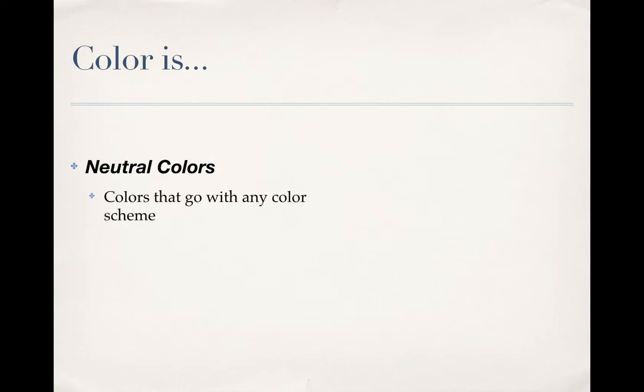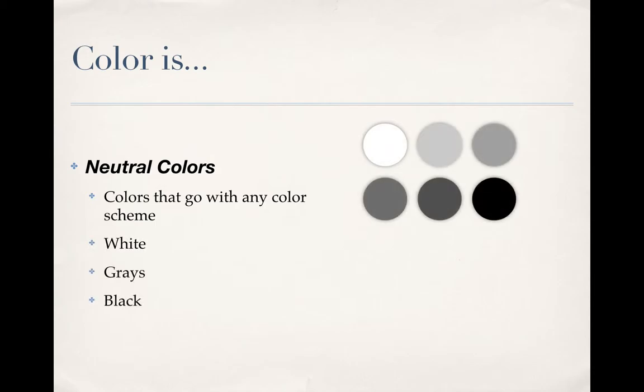So the first group of colors we're going to talk about are neutrals. These are colors that go with any color scheme, so that includes white, it includes grays, and it includes black. Because white is all color, black is no color, those will work with every color.